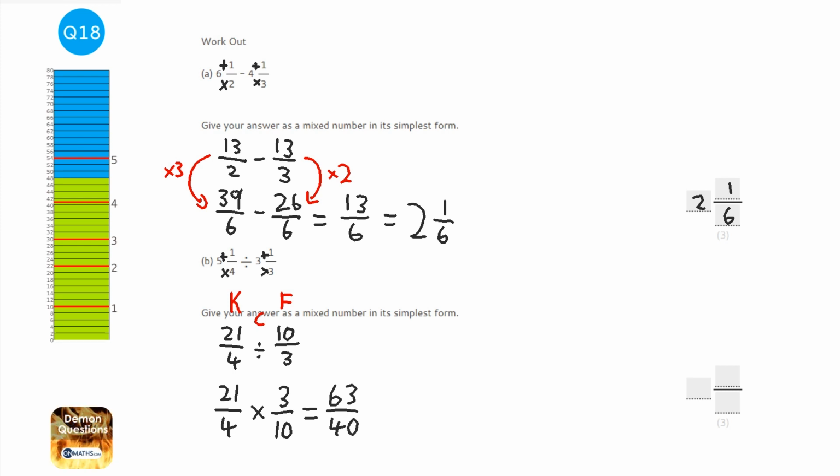So again, we want to leave it as a mixed number. So how many 40s can I take away from 63? Well, 1. And when I do that, I'm left with 23 over 40. Now 23 is a prime number, so unless 23 goes into 40, which it doesn't, that is our simplest form.